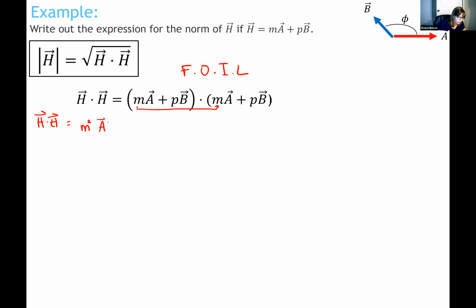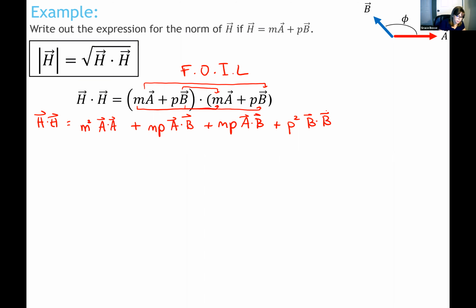And now I have the dot product between a dotted with a. Now I'm going to do the outer terms. So m times p, and then I have vector a dotted with vector b. Now I'll do the inner terms. So now I have, again, p times m, and also b dotted with a. You can write b dot a or a dot b. Remember that the dot product is commutative. And now the last terms. I have p times p, that's p squared, and now I have b dot b.